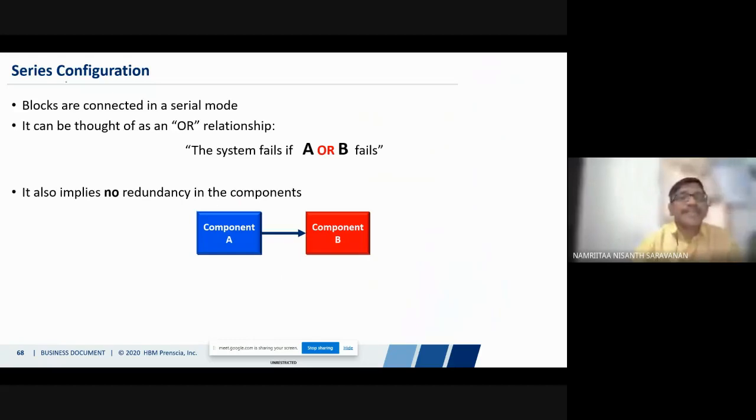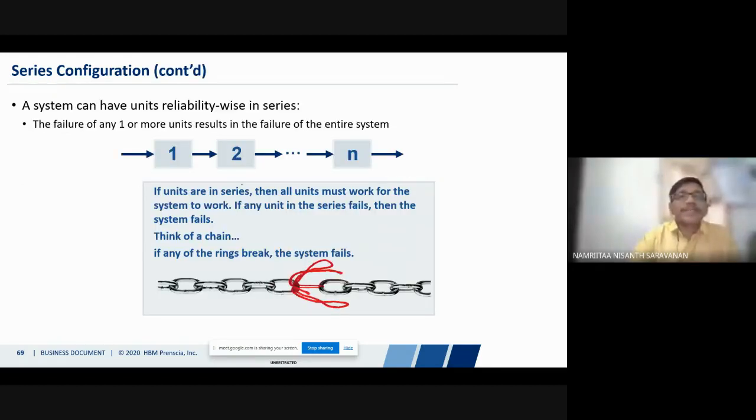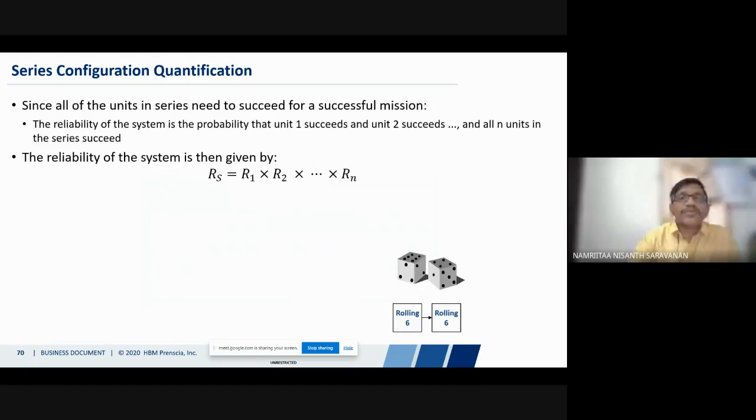There are combinations like the series configuration. What is meant by series? Two components are there: I have component A, I have component B. Both are required for system success. In a series combination, the reliability of the system is the multiplication of subsystem 1, subsystem 2, subsystem 3, subsystem 4, something like that. That product is the system reliability.